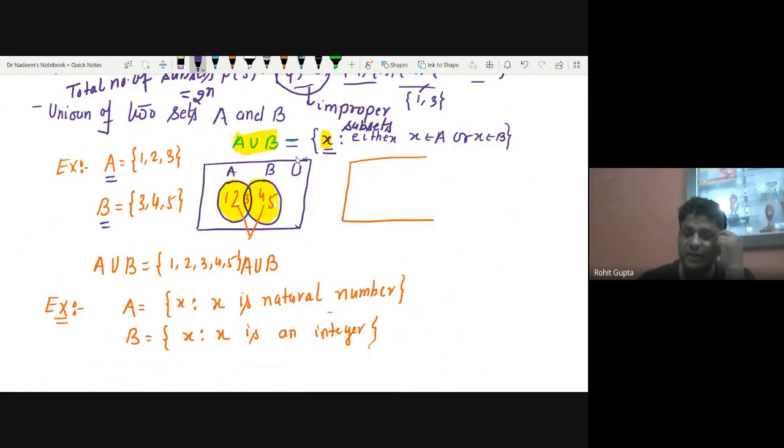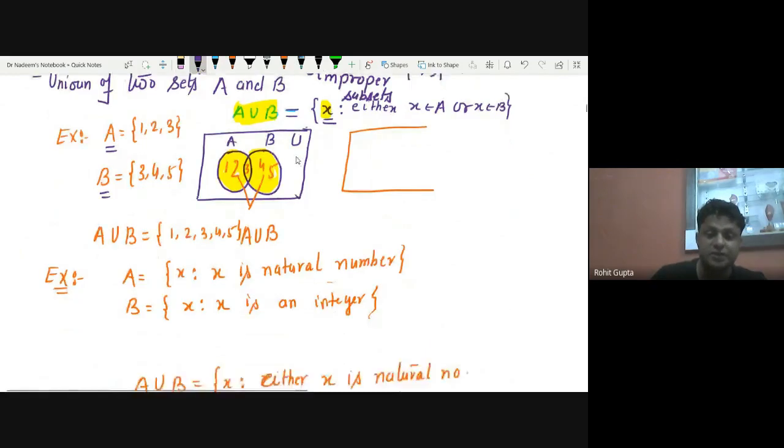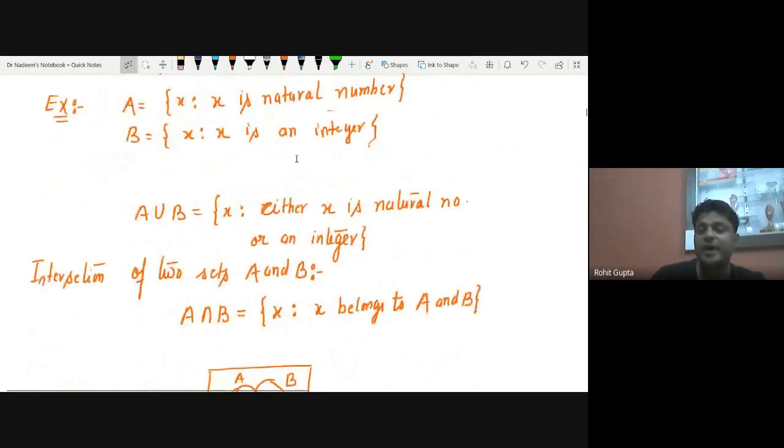It will contain the elements in the yellow shaded part. So all the elements in the yellow shaded region are part of A union B. Fine. For the next example, set A contains the elements of type X such that X is a natural number, and set B contains the elements of type X such that X is an integer. So what about A union B? A union B will contain the elements of type X where X is either a natural number or an integer.